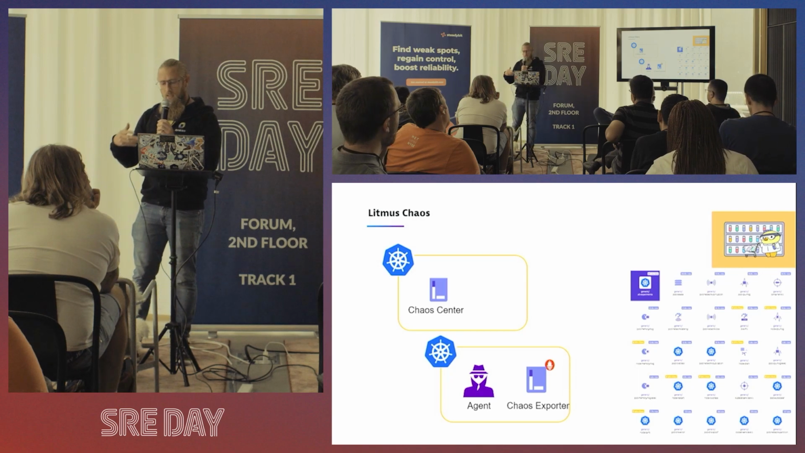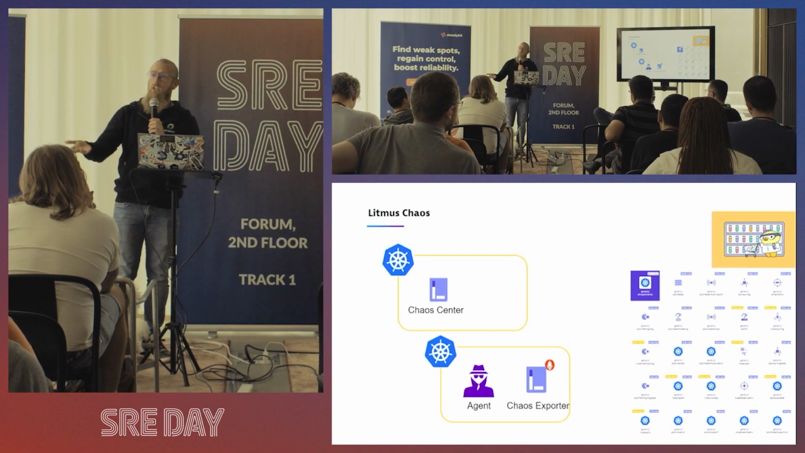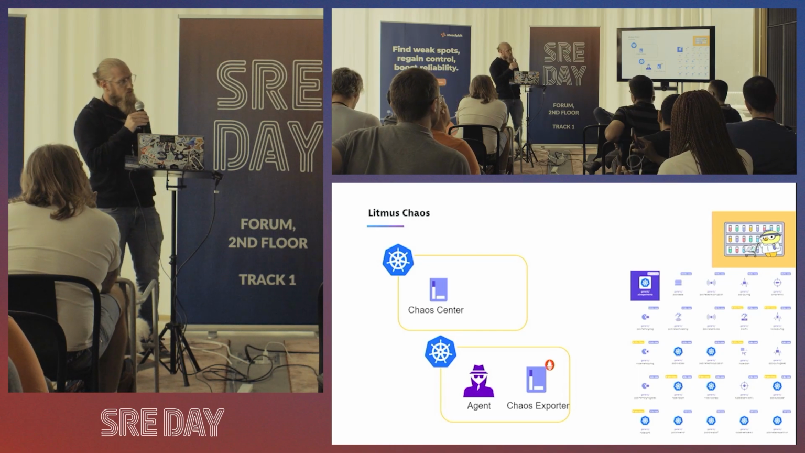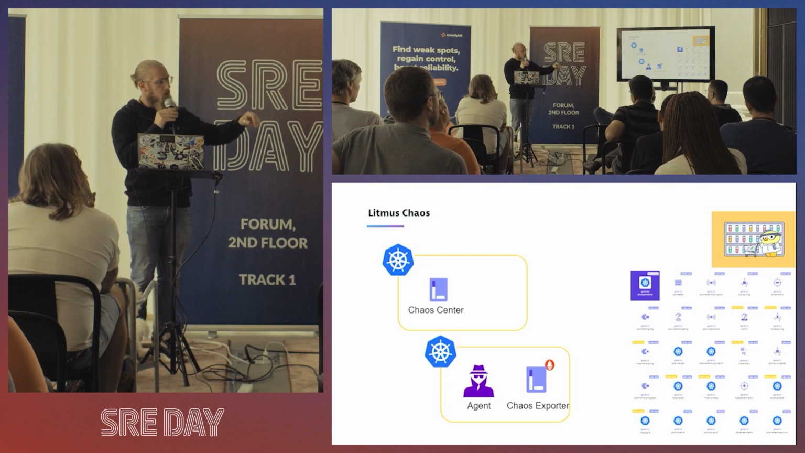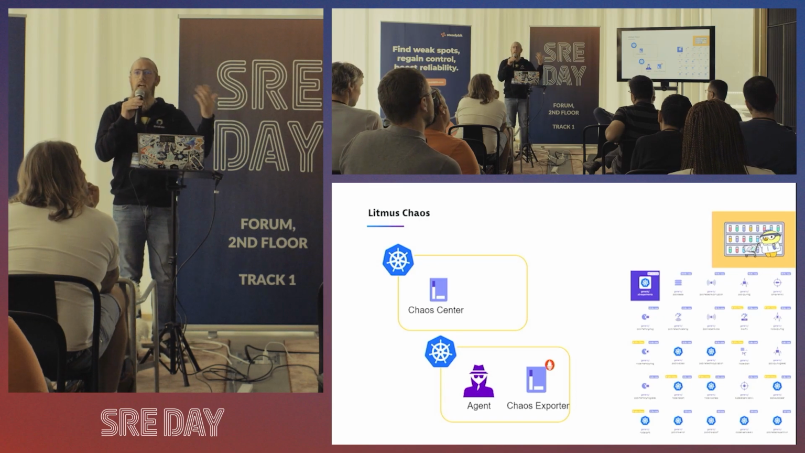And the great thing is Litmus exposes metrics. So we can have metrics coming in already. Well, how is my experiment running? And the other advantage of Litmus, it has a Chaos Hub, and all the experiments that we need for our Kubernetes are already defined, so I don't have to reinvent the wheel.